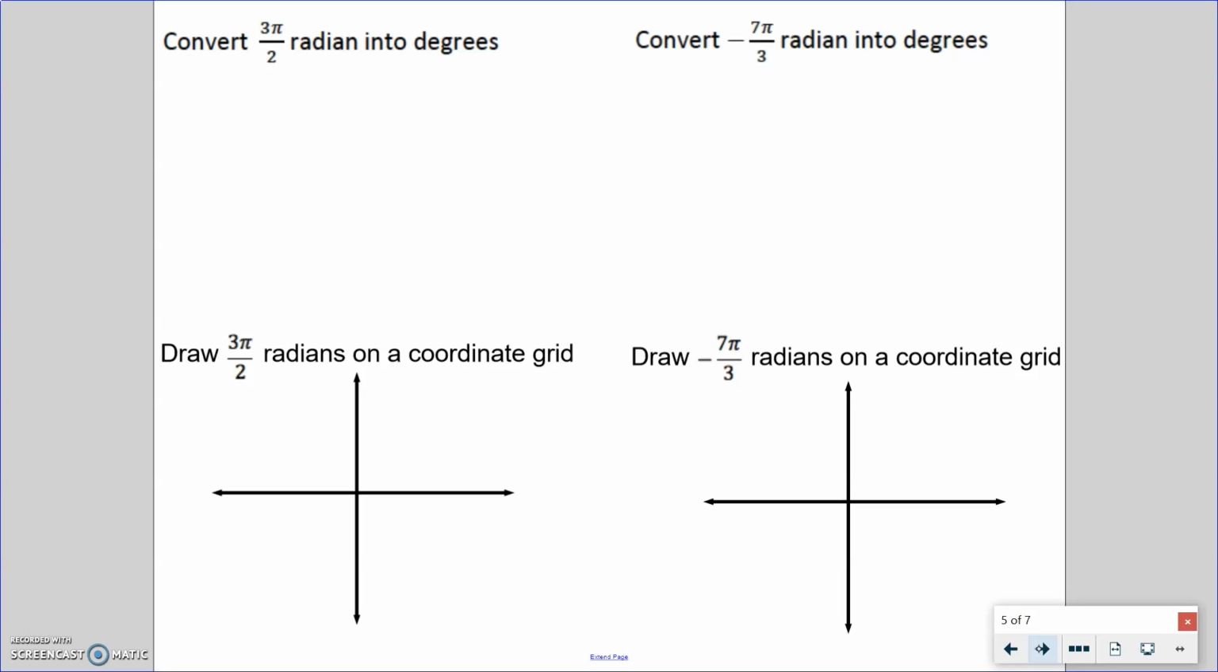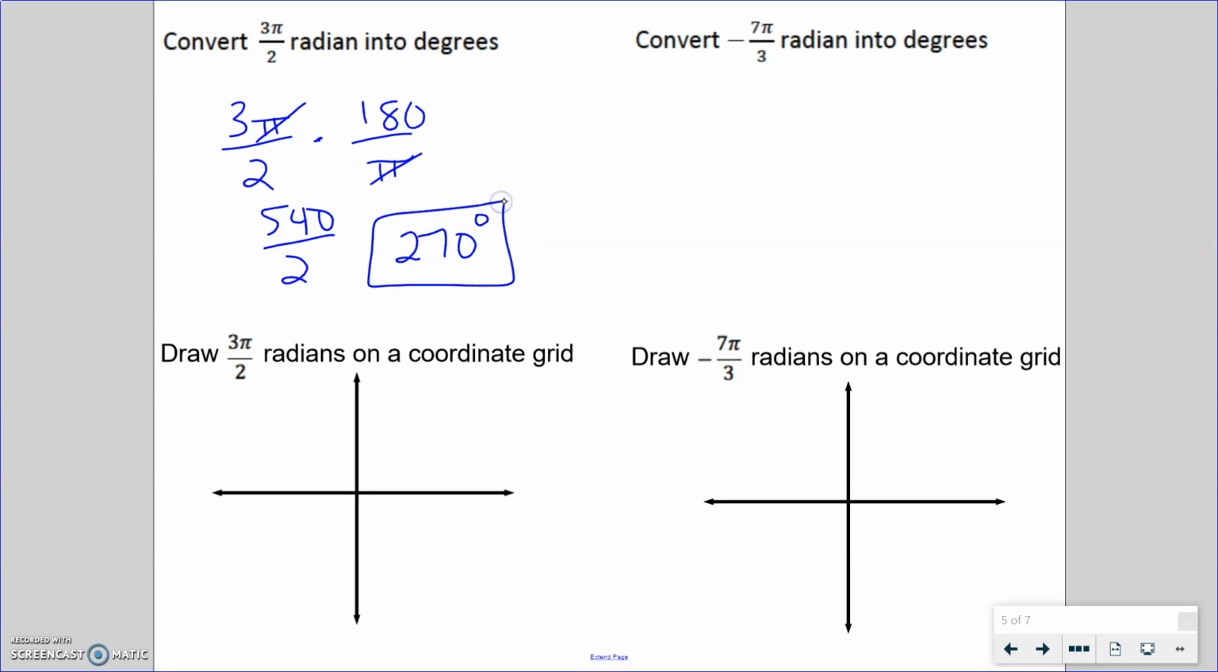All right, what if we're doing the other direction? So convert 3 pi over 2 radians into degrees. Okay, so here's my radians. If I want to convert into degrees, I multiply by 180 over pi. So the pi's cancel. 3 times 180 is 540, and 540 divided by 2 is 270 degrees.